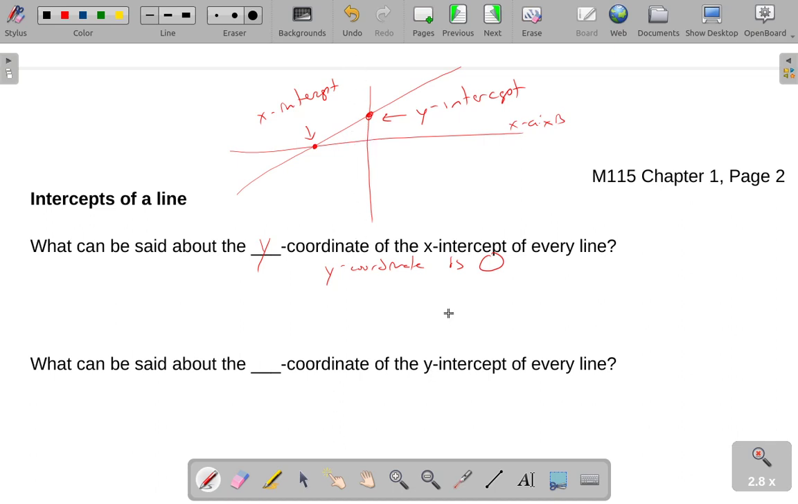Similarly, if we're talking about the y-intercept, this one up here, well, it might not be up here, it might be down here, it might be somewhere up there, it's never to the left or to the right, which means I'm describing where the x-coordinate is. The x-coordinate is always 0. So this kind of throws some people off. If I'm talking about the y-intercept, I actually know something about the x-coordinate already.